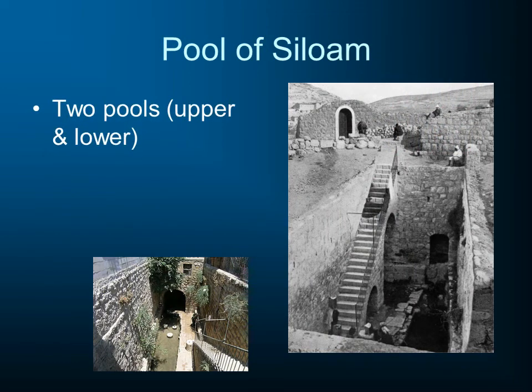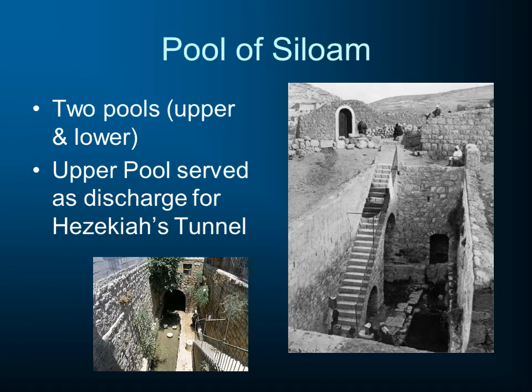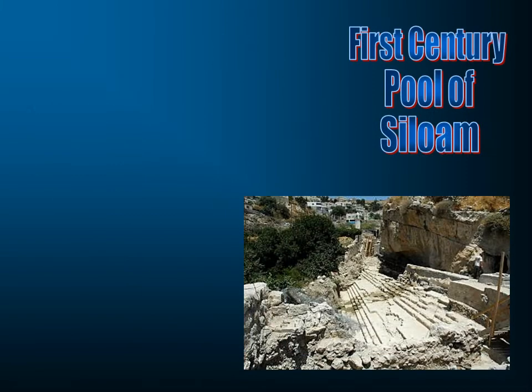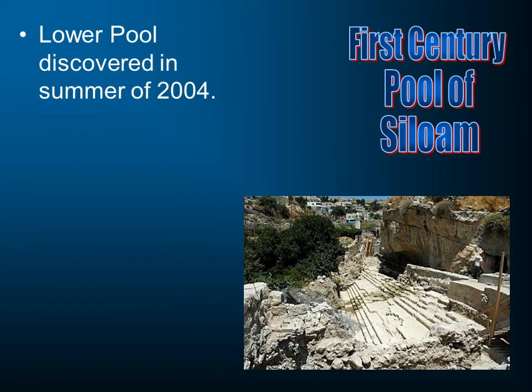As I said, there are two sections. There are two pools, the upper and the lower pool. The upper pool has been there throughout all of the ages because the spring actually discharges through that pool. It served as the discharge for Hezekiah's tunnel. But the first century Pool of Siloam, the lower pool, was not discovered until the summer of 2004.